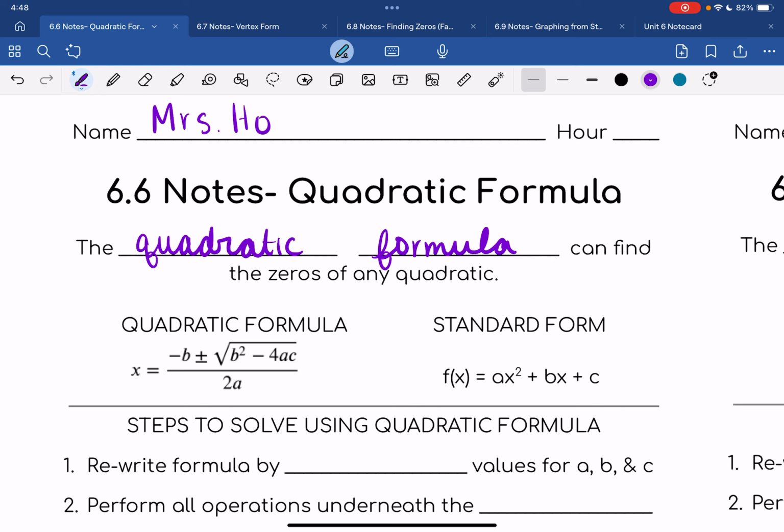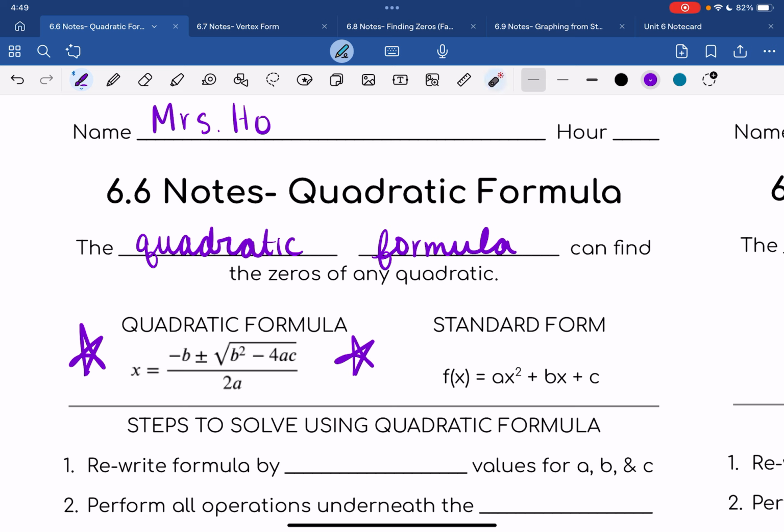So the quadratic formula is this big long formula right here. So it is x equals, and then on top of the fraction we have negative b plus or minus the square root of b squared minus 4ac all over 2a.